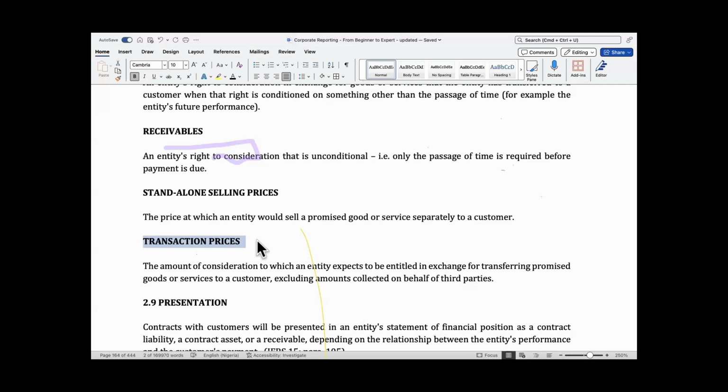It might be different from the standalone selling price. Standalone selling price is okay on a normal day: how much do you sell these goods to customers? Transaction price is the agreed price. Transaction price is what you're expecting from the customer. You might not be expecting the selling price. Perhaps you have given him a discount, or you have promised to pay him some money, or there's time value of money. I told you about what affects transaction prices. So transaction price and selling prices are not the same.